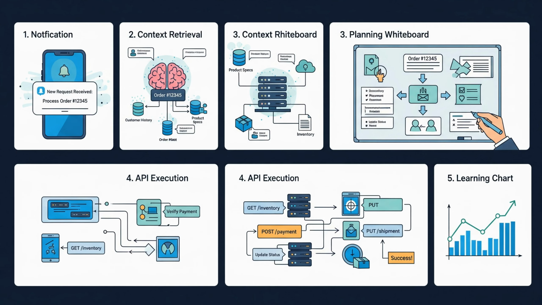Let's run through an example flow. 1. Perception detects a new customer request. 2. World model fetches context. 3. Planner drafts a multi-step plan. 4. Executor performs safe API calls to fetch data. 5. Learner updates policies based on success metrics. This loop repeats and refines.